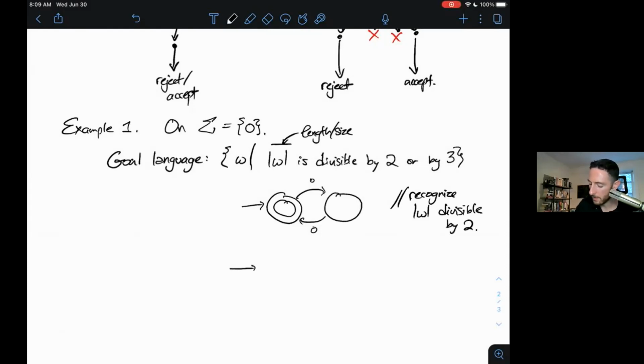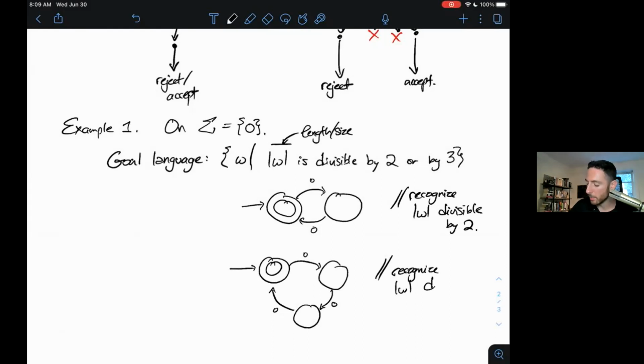And then similarly, we can create this little cyclical gadget. I'm saying the word gadget, which is a fun informal word, but it's also a word that we will use a lot. People talk about gadgets as subparts of larger machines in theory all the time. And this little cyclical gadget will recognize strings whose length is divisible by 3 by the same logic as above.